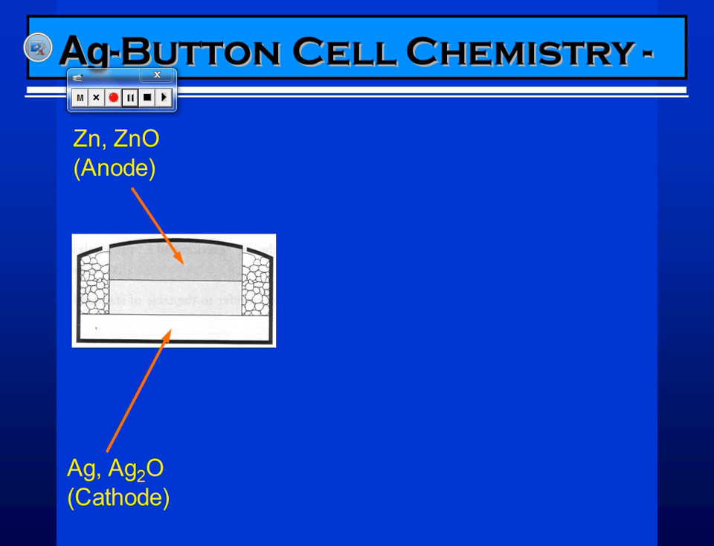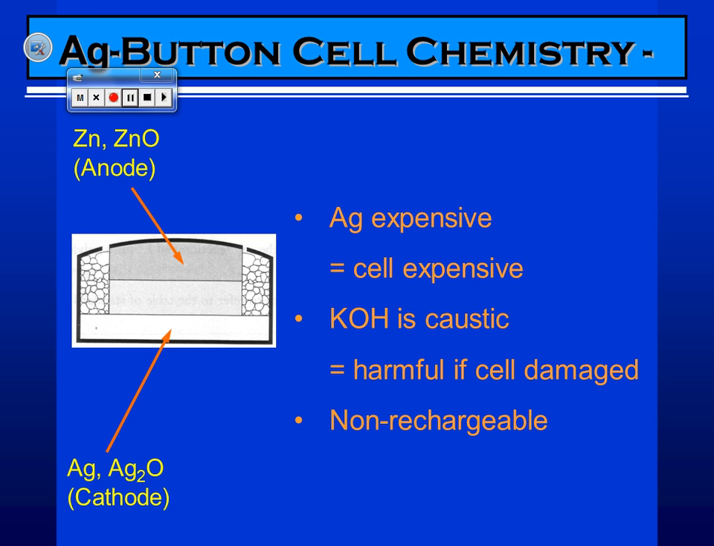If we look at the negatives, they aren't quite as extreme as for the dry cell. The big negatives are, first of all, silver is expensive. Silver, the chemical, is an expensive chemical, which makes the cell relatively expensive. The potassium hydroxide is a basic substance and it's quite caustic, and it can be harmful if the cell is damaged. And once again, this cell is also non-rechargeable, which means you cannot reuse this cell, which is a negative for the chemistry.